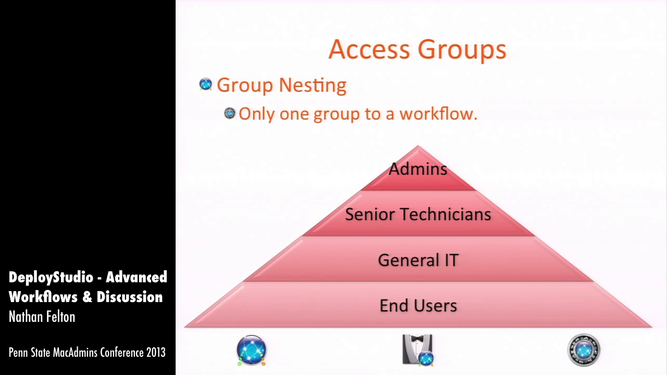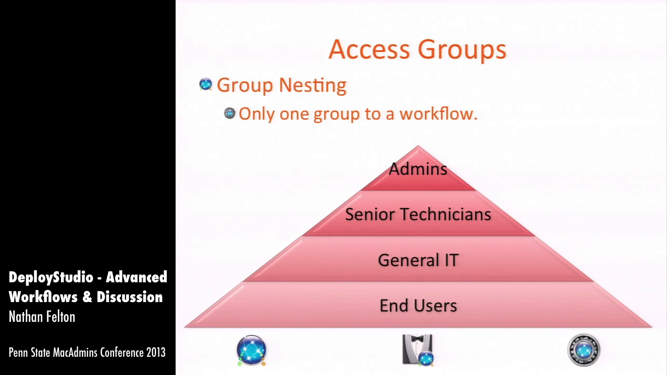I have 4 groups that I choose to make. I have an admin group at the top, my senior technicians, my general IT, which is mostly like the help desk or incoming technicians, and my end users. I know people who use DeployStudio as a self-service, so that's where the end users come in. You can create workflows to say, install Adobe Creative Suite. And you can assign the end users access groups so that they can see that workflow.